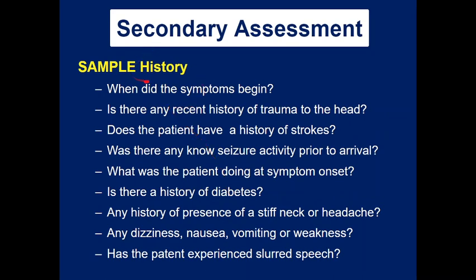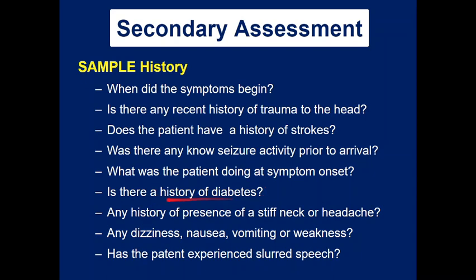So some things to ask, you know, when did these symptoms begin? Any recent history of trauma to the head? Maybe they're a football player and a couple hours ago got tackled and now they're at home and having seizures or something like that. Right? Have they ever had a history of a stroke or TIA? Now, patients may not know what a TIA is, but has this ever happened before? And have they ever had any strokes? Did anyone see any seizure activity? Were they convulsing?